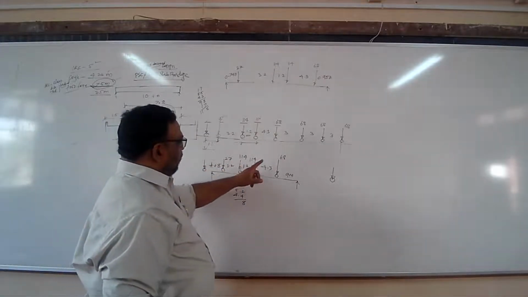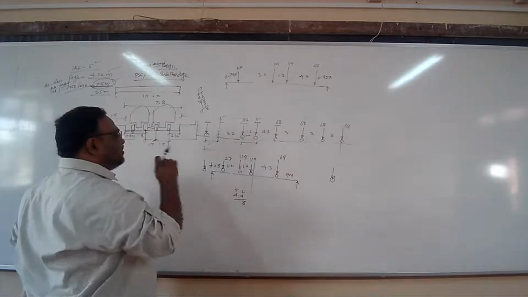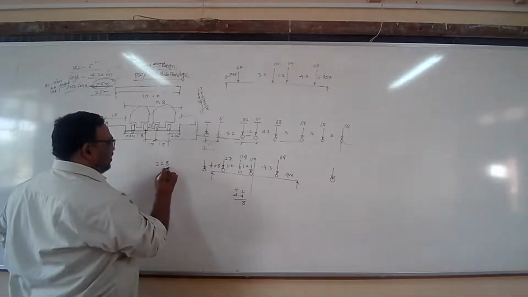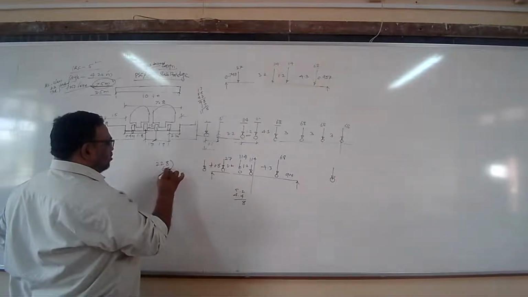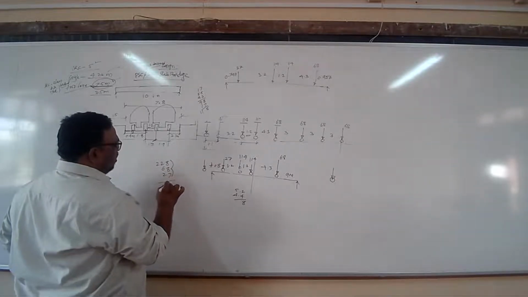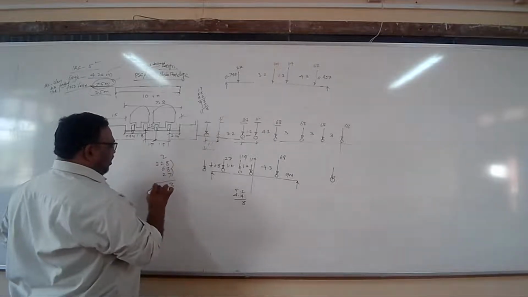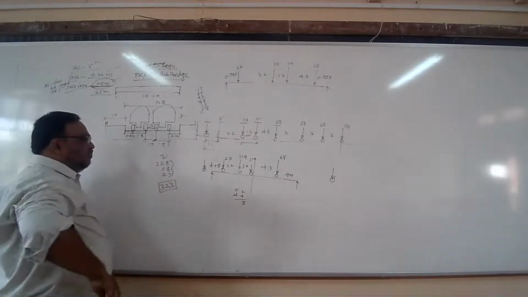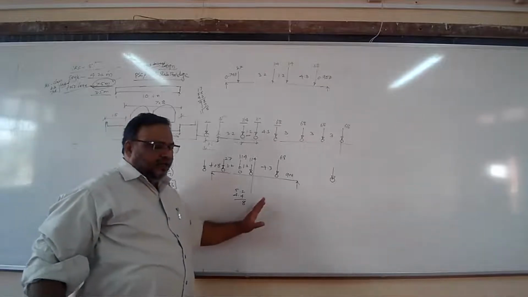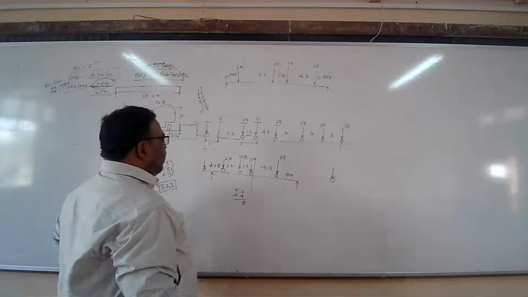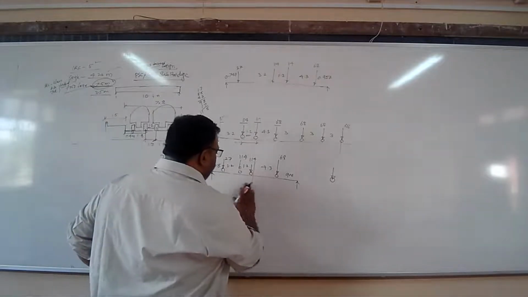27, 114, 114, 68. How much is the total load? 228 plus 68 plus 27. 323 was the maximum load that was active. Fine. Thank you. So this is the load that was critical.